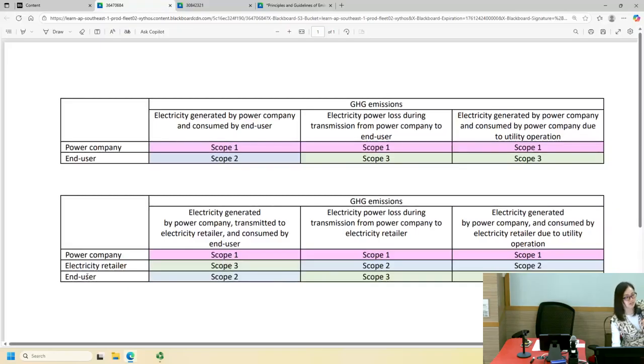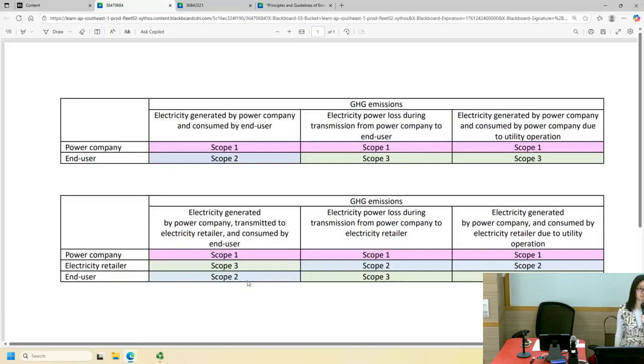And if you are the end user, you consume the electricity that is sold by the retailer and actually generated by this power company. So anyway, if you are the end user of the electricity that you buy, then it must be in scope 2.